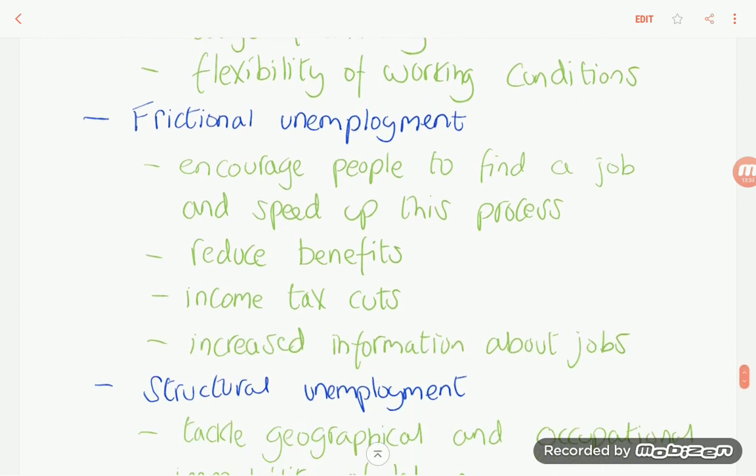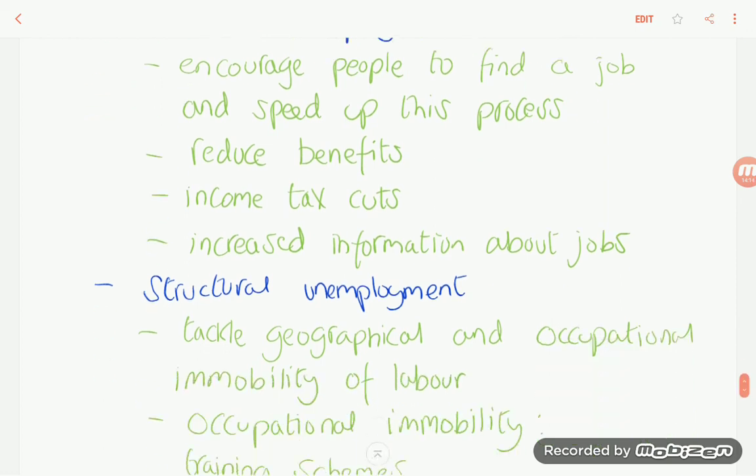Frictional unemployment will be reduced by policies which encourage people to find a job and speed up that process. Reducing benefits will give unemployed workers a greater incentive to find a job, and it will help the government avoid the unemployment trap, where unemployed workers are better off than those working on low wages. Income tax cuts will increase the incentive for workers to find a job or encourage them to work longer hours. Increased information about jobs will help workers find the right job for themselves more quickly.